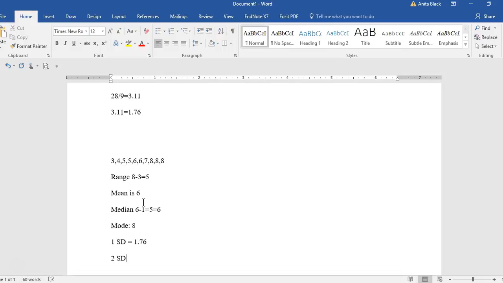Two standard deviations is going to be equal to, let's say I'm doing this in my head, so I'm just going to kind of average it. It's going to be an average of 3.5, 1.7, 3.4. So our 2 standard deviations would be 3.5. 3 standard deviations would be 3 times 1.76.